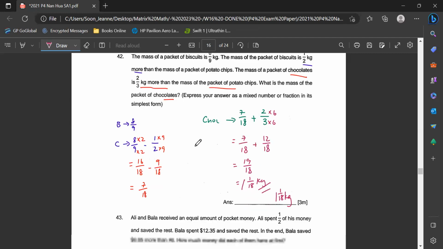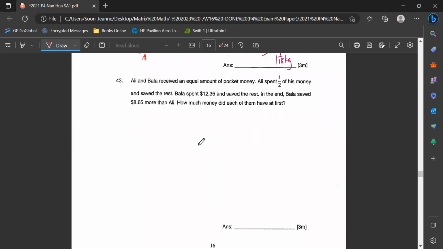Okay. Question 43. Ali and Bala receive an equal amount of pocket money. So equal, right? We just draw equal first. So make sure, draw, okay? Then it says, wait, it's not really that equal. Let me draw again. So equal, there, make sure it's equal, okay?